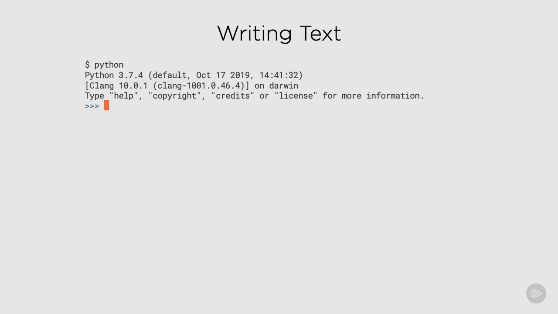Let's start by writing some text to a file. We'll be explicit about using the UTF-8 encoding because we have no way of knowing what your default encoding is. We'll use keyword arguments to make things clearer still. We'll assign to f the result of calling open.